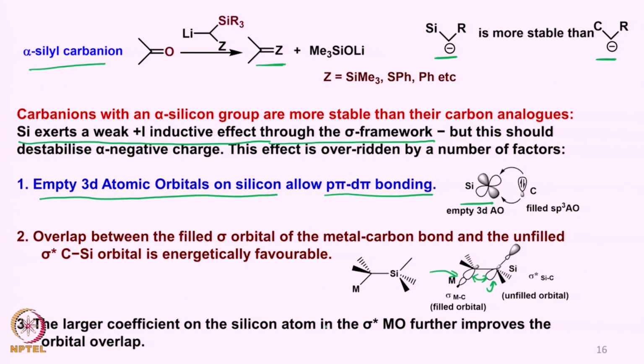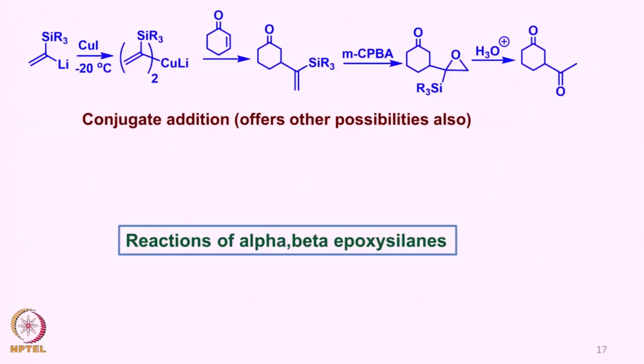Plus, in addition to that, there are the coefficients of the orbitals. If you see, there is a large coefficient on the silicon atom, and that further allows the overlap in a positive way. So, these are the factors which allow the stabilization of a carbanion on the carbon that holds the silicon, or alpha silyl carbanions are stabilized.